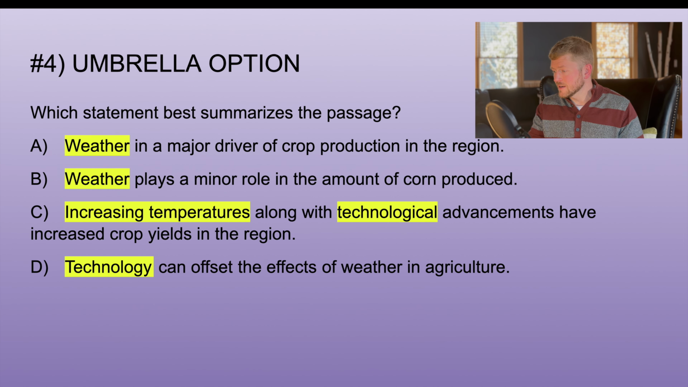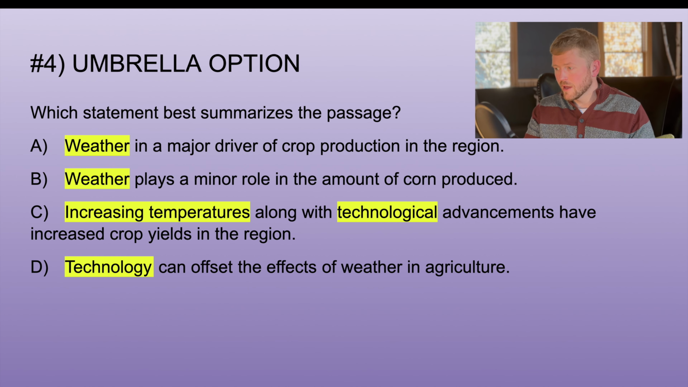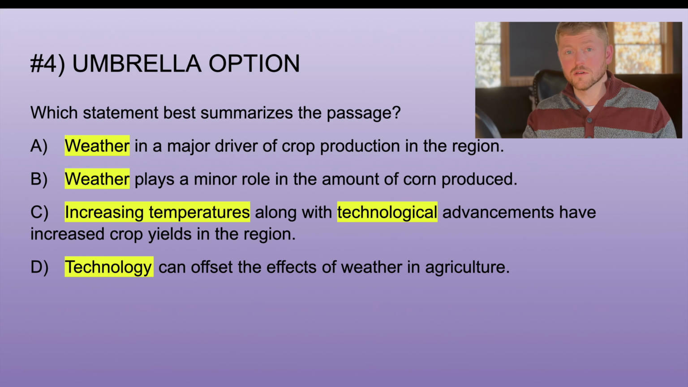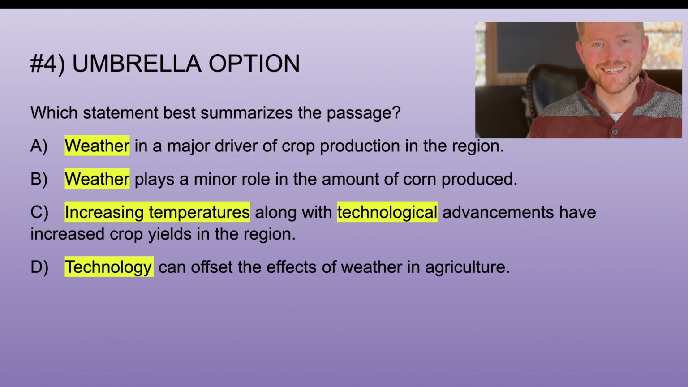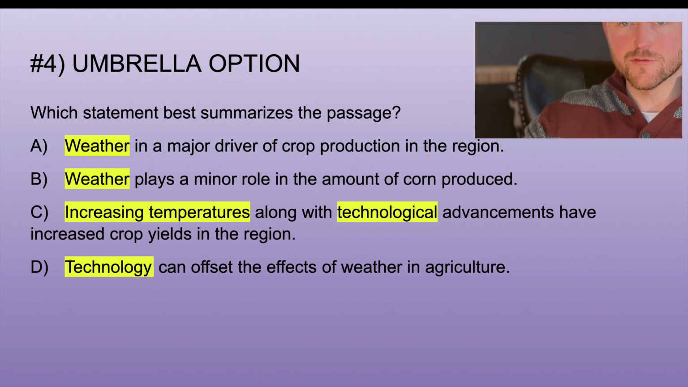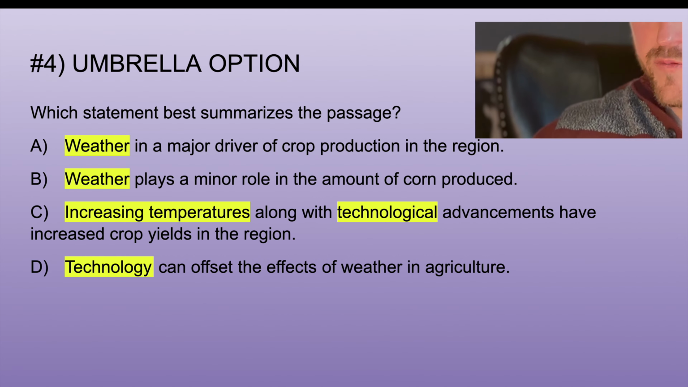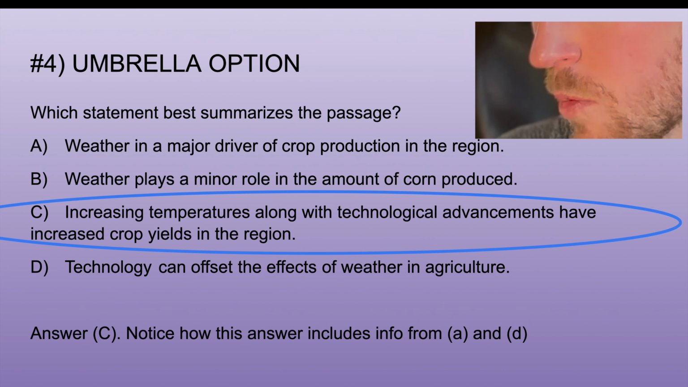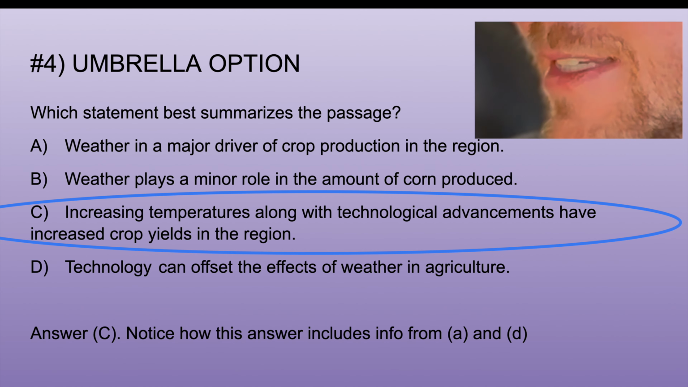Well, C talks about increasing temperatures, technology. A and B they both talk about weather, and D talks about technology. So we can see that C has information about the other two answers without even really trying to understand what those other answers mean. Going quick, complete guess, C is the best one to go with there. Happens to be the correct answer as well. You might notice that with a lot of these examples I made up for you guys.